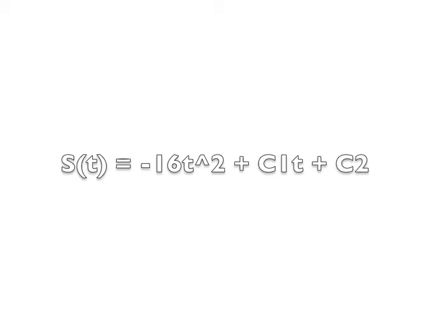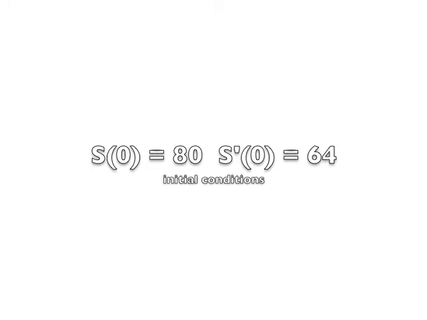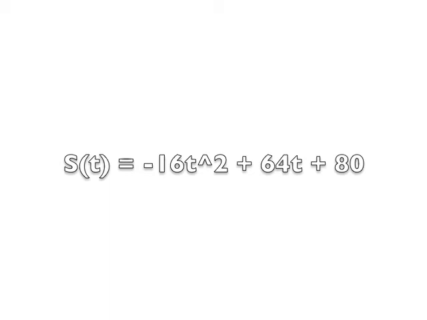But that's just for general solutions. What about particular solutions? If we have initial conditions like s of 0 equals 80 and s prime of 0 equals 64, we can then plug those into the original function and arrive at the particular solution. S of t equals negative 16t squared plus 64t plus 80.